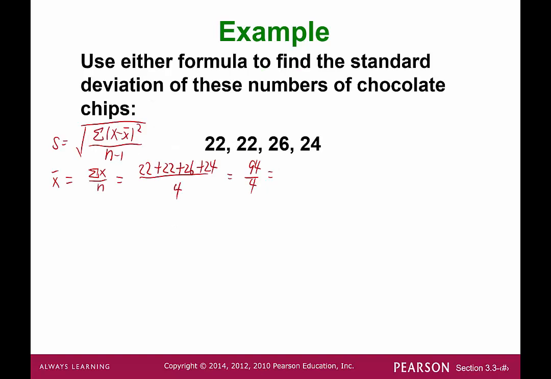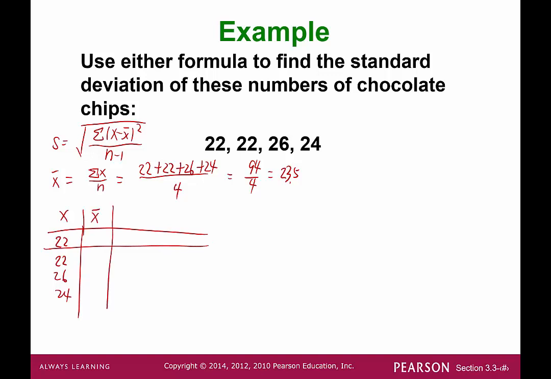Let's see what the result is. 94 divided by 4 is 23.5. So we have a sample mean of 23.5. Now you can create a table. I'm going to put in x values 22, 26, and 24. I'm putting the sample mean here. The table will help you organize all this and eventually come up with the proper result. The mean we already calculated is 23.5. It's the same.